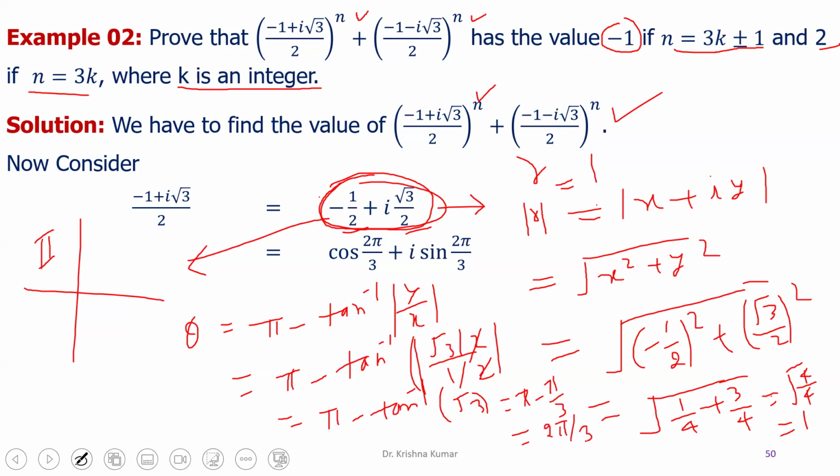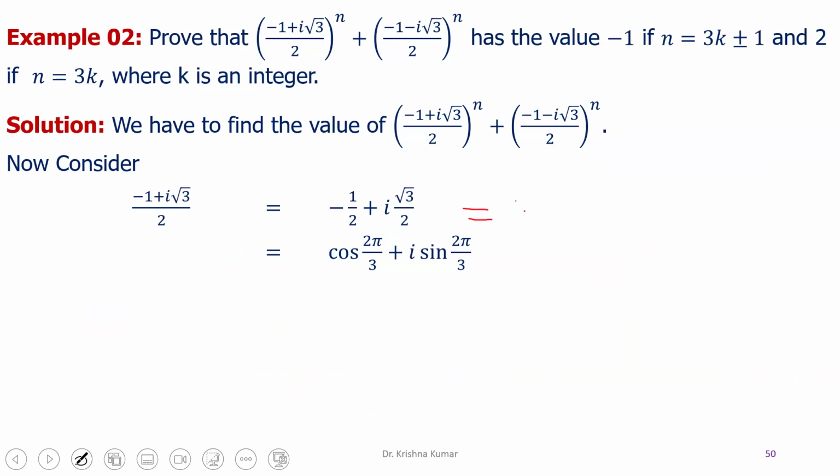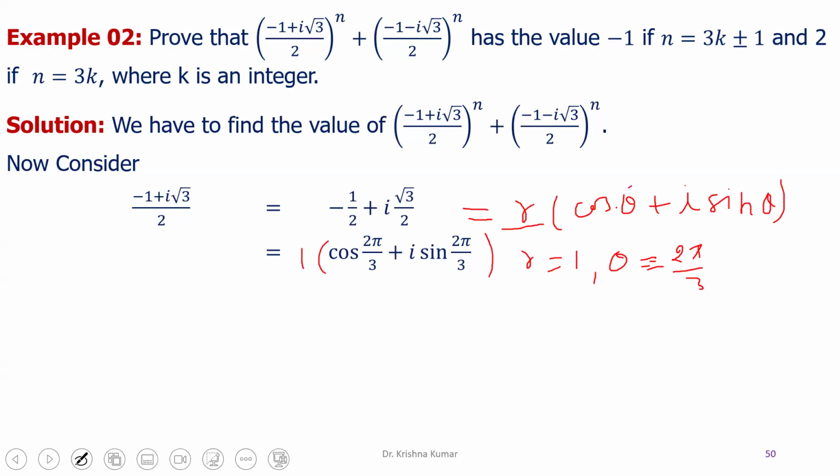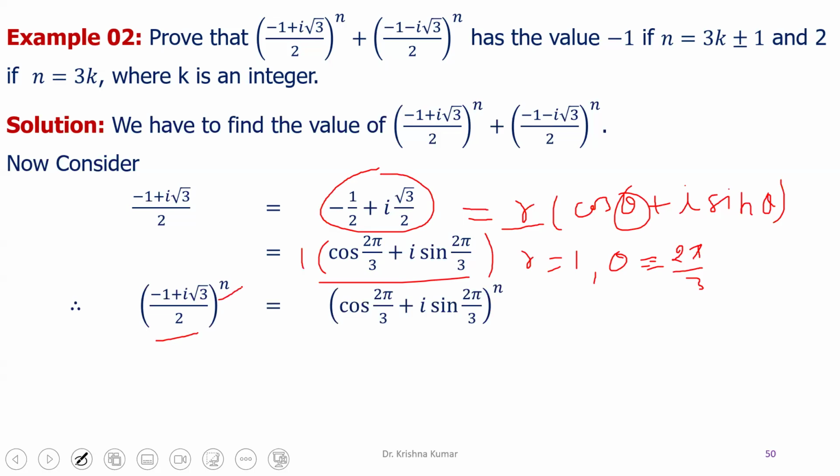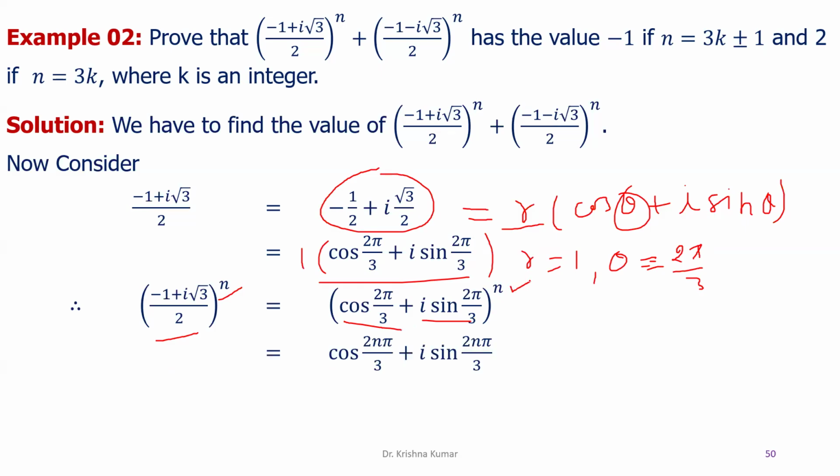Here, if you want to convert this into polar form, r(cos theta + i sin theta), with r equal to 1 and theta equal to 2π/3. So we first convert this expression into polar form. Therefore, ((-1 + i√3)/2)^n is equal to (cos 2π/3 + i sin 2π/3)^n. If we apply De Moivre's theorem, n is multiplied with theta, so n times 2π/3, and similarly here also 2nπ/3. So this is the value of ((-1 + i√3)/2)^n.